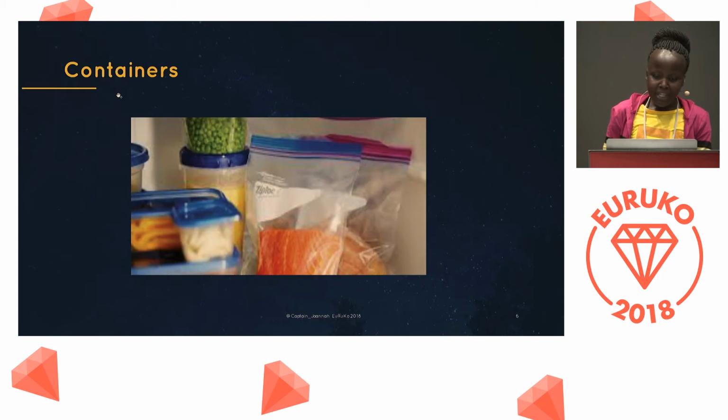So we needed another way. We needed a way around that. How would we ensure our applications booted really fast? So the solution was containers.